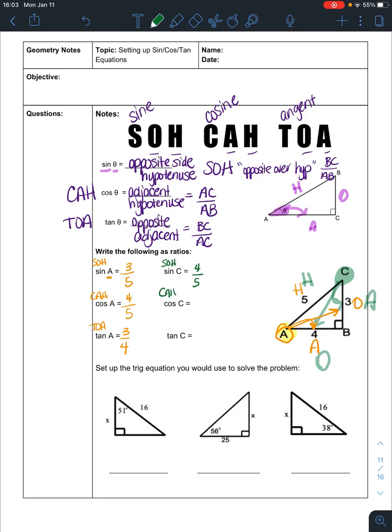Cosine. Cosine is CAH, adjacent over hypotenuse. So for the cosine of angle C, we'd use the adjacent to C, which is 3, over the hypotenuse, which is 5. And then we have our tangent. Tangent is TOA, so tangent would be opposite over adjacent. We need our opposite from C, which would be 4, over our adjacent from C, which would be 3.